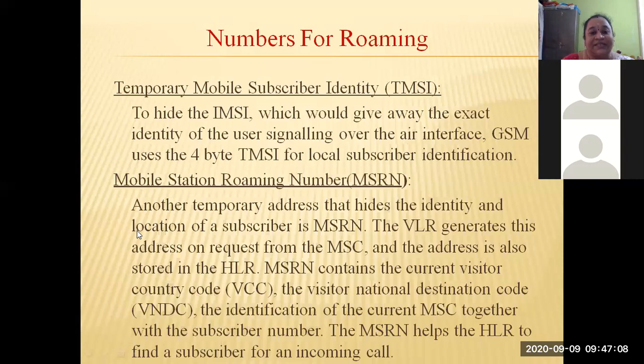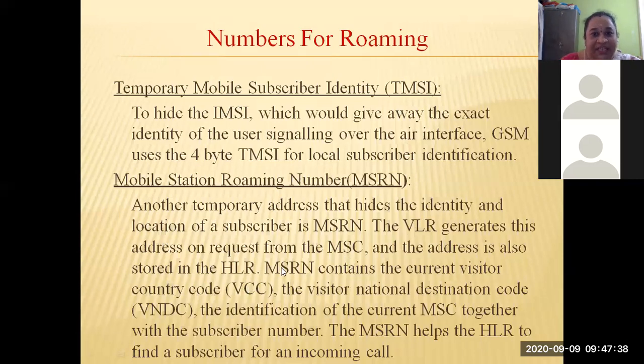Next one is the mobile station roaming number. This is another temporary address that hides your identity as a subscriber. That is MSRN. The VLR generates this address. That is, the visitor location register generates this particular address, the mobile station roaming number MSRN, from the mobile switching center, and it is stored in the HLR.